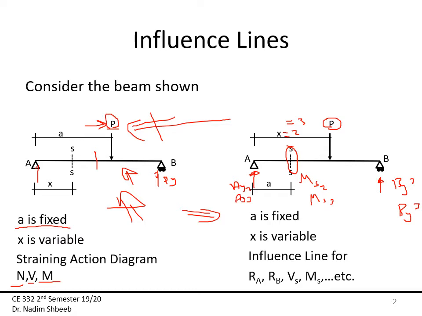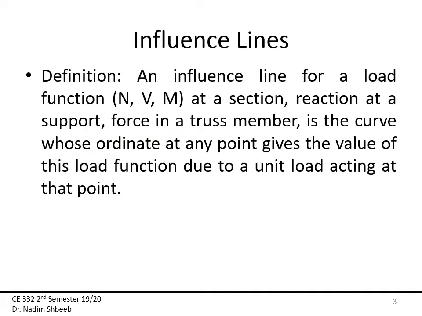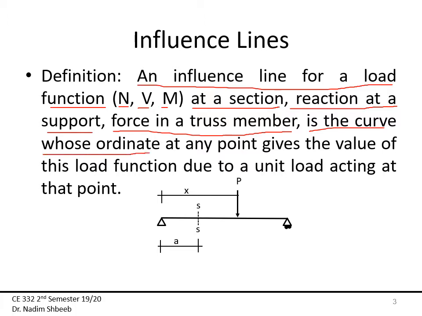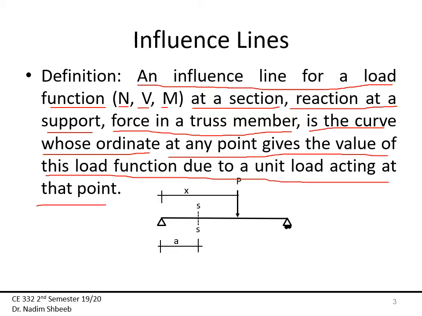Okay, and that would be my point of interest. So to give you a more general definition, I'm going to say that an influence line for a load function, which is going to be the axial force, shear force, and moment at that section. So this section is constant, does not move. The load is moving. The action of the support, which again was my AY and BY, or the force in a truss member, we can also use that for trusses, is the curve whose ordinate at any point gives the value of this load function due to a unit load acting at that point.